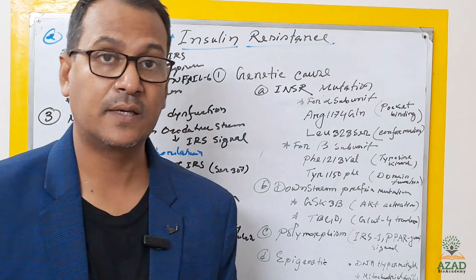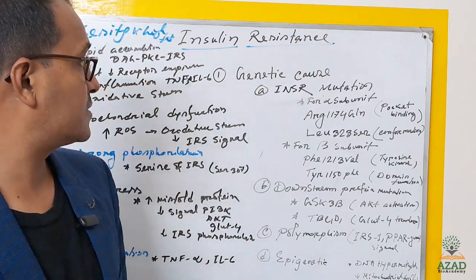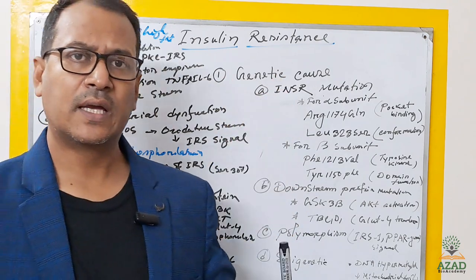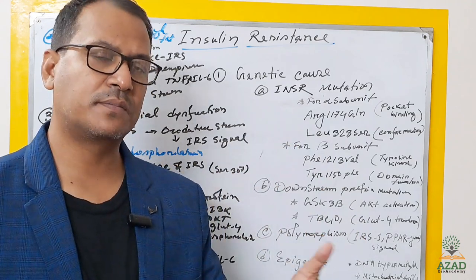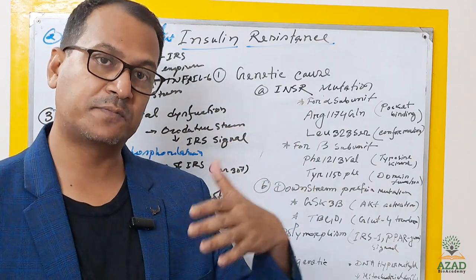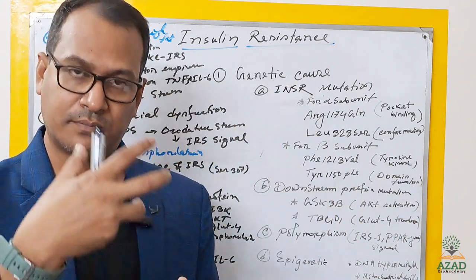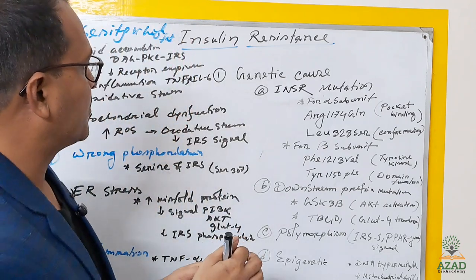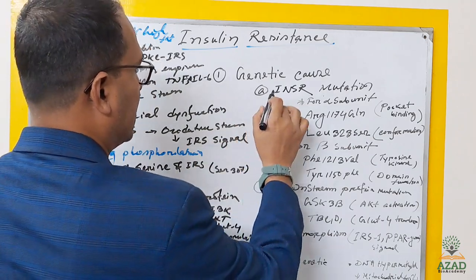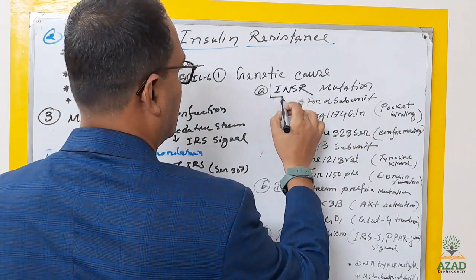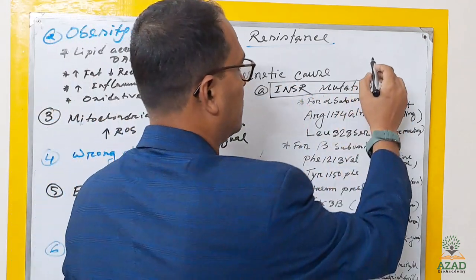Firstly, I will talk about genetic cause. Genetic cause means a gene is basically responsible. You know, a gene has a particular function. A particular gene will express and produce a particular protein or peptide, and that will have some particular function. Now, I will particularly mention insulin receptor mutation. You know, the insulin receptor in your membrane.